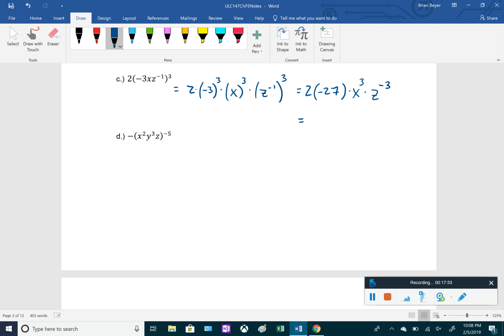So let's finish simplifying this. 2 times negative 27 is negative 54 times x cubed. Rewriting the z to the negative 3 with a positive exponent, so throw it in the denominator with a positive exponent.